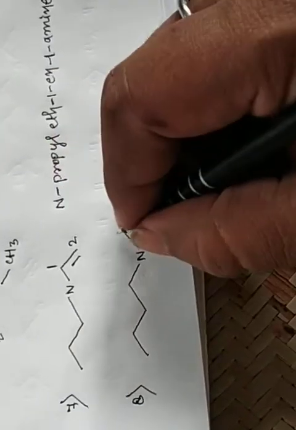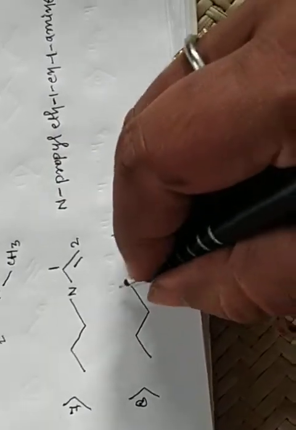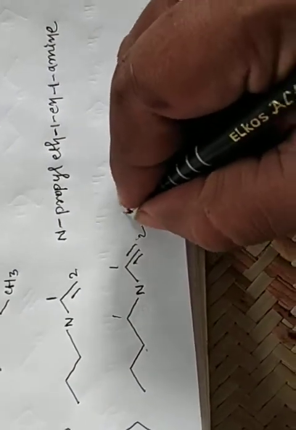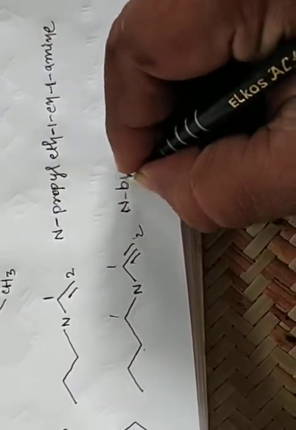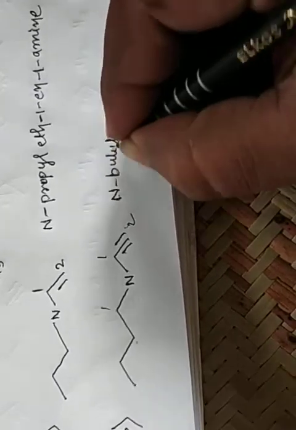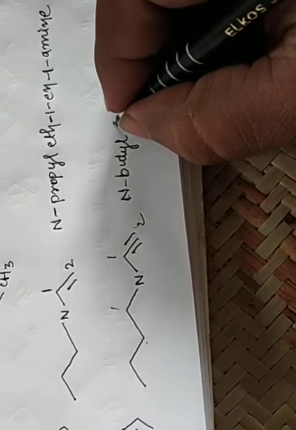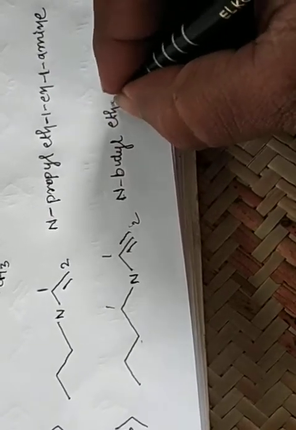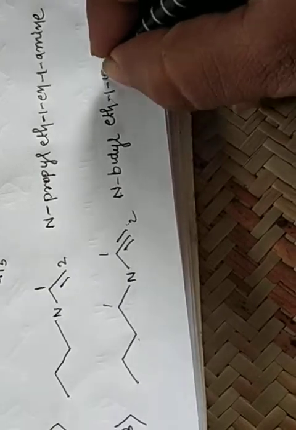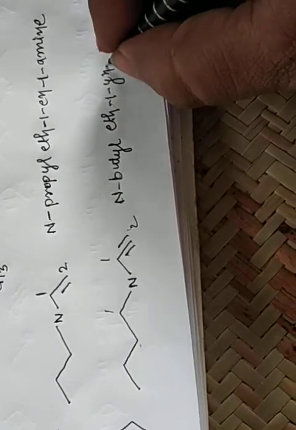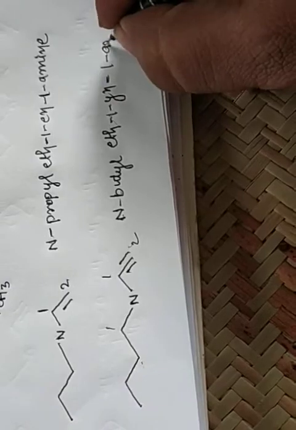100%? Okay. Now same in this case, there's a triple bond, so 1, 2, and on this side 1, 2, 3, 4 carbons, so 4 means butyl. So N butyl, and how many carbons on this side? 2. It means 1 yne, not ene. Yne, 1 amine. Clear? 100%? Okay. Clear?